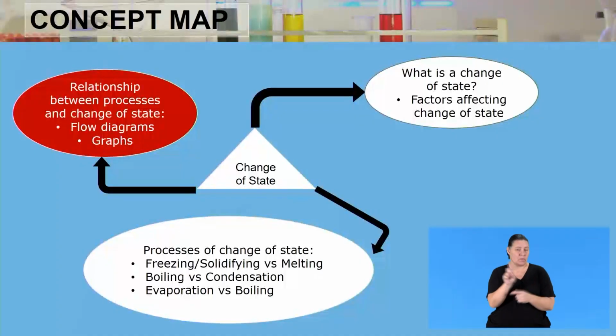So now we're going to be looking at the relationship between the processes and this change of state, whereby we're going to be looking at the flow diagrams and the graphs that are going to be explaining how the change of state happens.